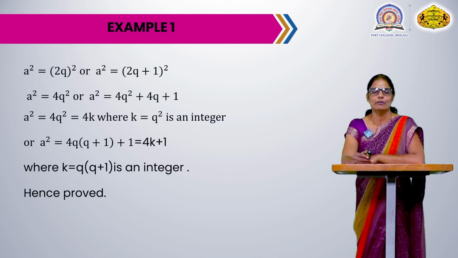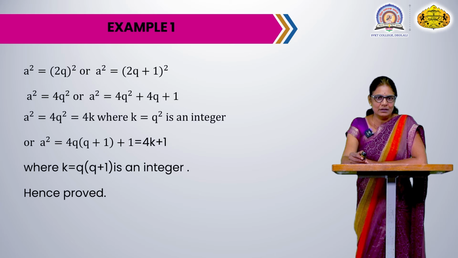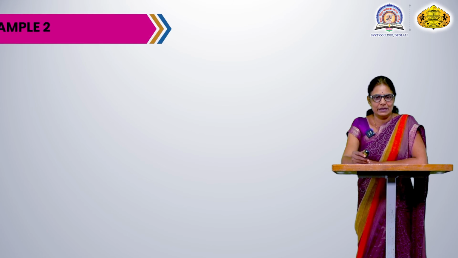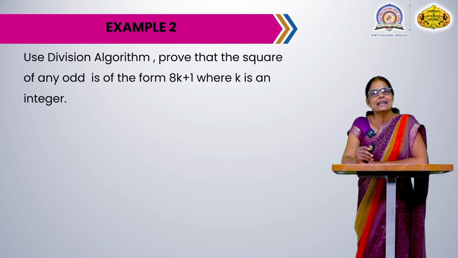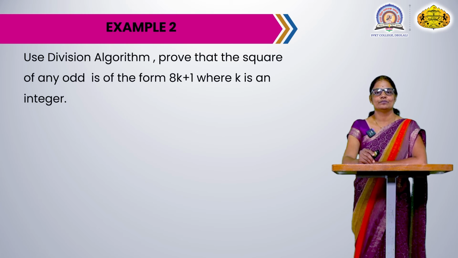4k plus 1. Now let us consider the similar type of example, but in every example we change the value of b. So in the second example, we want to prove that the square of any odd integer is of the form 8k plus 1, where k is an integer.